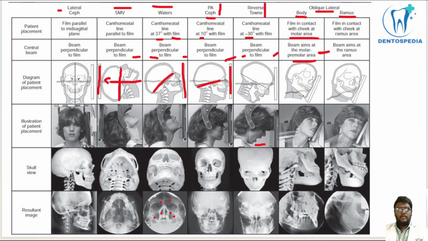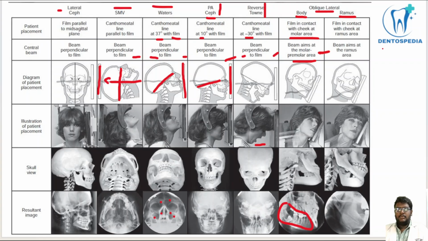Okay, this will be the patient positioning. And this will be the resultant image where you can see the impacted third molar, dilacerated roots. Okay, this is the body of the mandible. And this kind of projection gives more information about the body of the mandible.